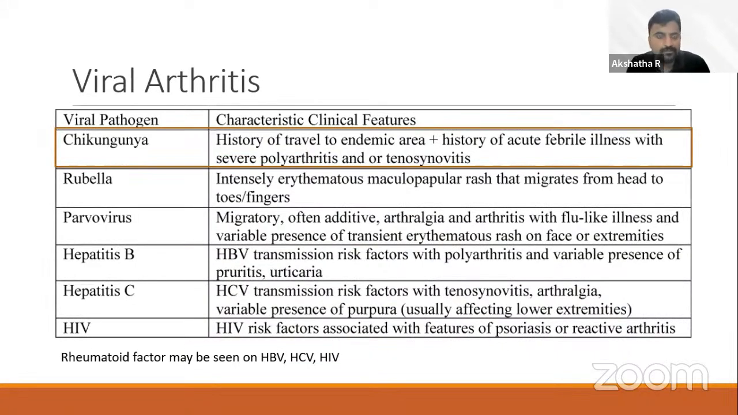So how do we dissect the possible cause of viral arthritis? In chikungunya, you can have a history of travel to endemic areas, and there can be severe polyarthritis with tenosynovitis. And in rubella, they can have an erythematous maculopapular rash. And in parvovirus infection, we can have a transient rash, which we call slapped cheek appearance. And in hepatitis B and C or HIV infection, we can have a history of high-risk behavior. And hepatitis C can have purpura, usually affecting the lower limbs. And rheumatoid factor, which we attribute to causing rheumatoid arthritis, can be positive in various infections like hepatitis B, C, or HIV infections.